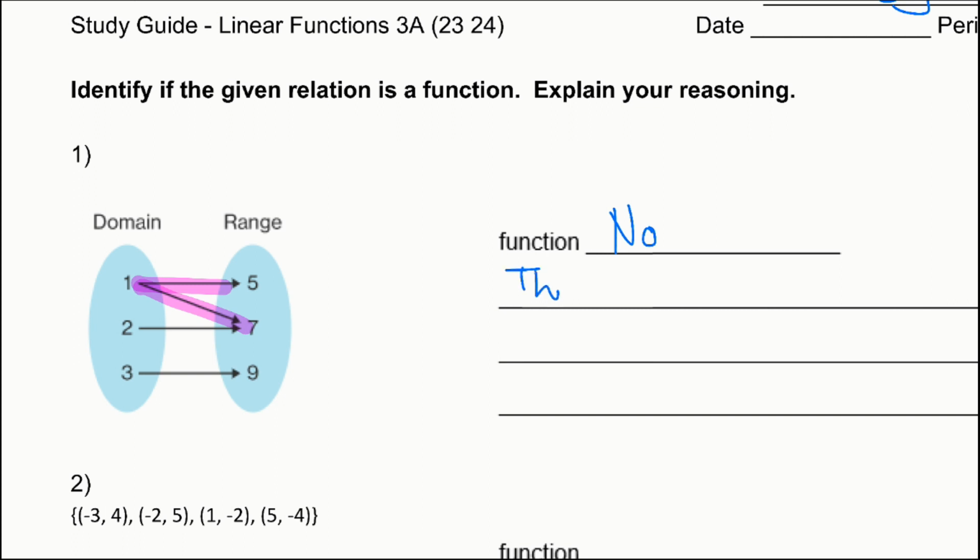The input -1 has two outputs, and those are 5 and 7. Okay, not a function because -1 has two different outputs. Pretty straightforward.